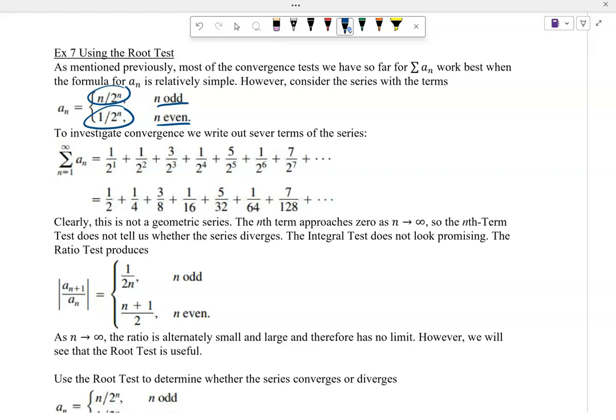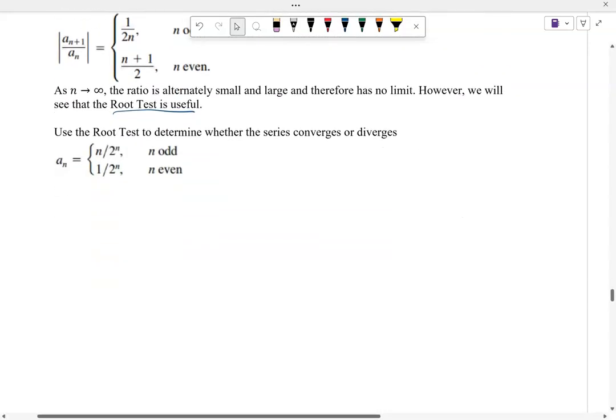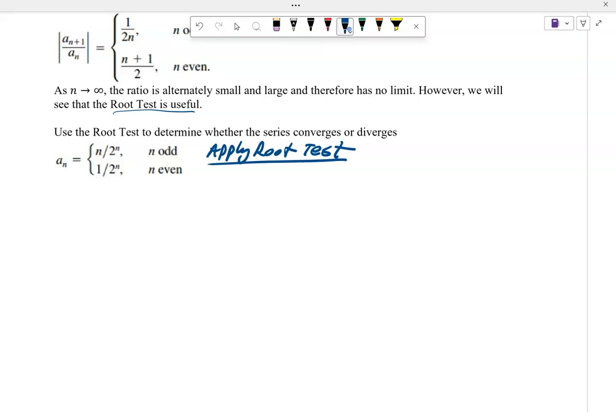The nth term test doesn't help, right? The integral test does not look promising. The ratio test produces this. So the root test is kind of the one that's going to help us out on this one. We're kind of stuck with trying it with the root test. And so we're going to go ahead and apply that root test, see if this will help us out.